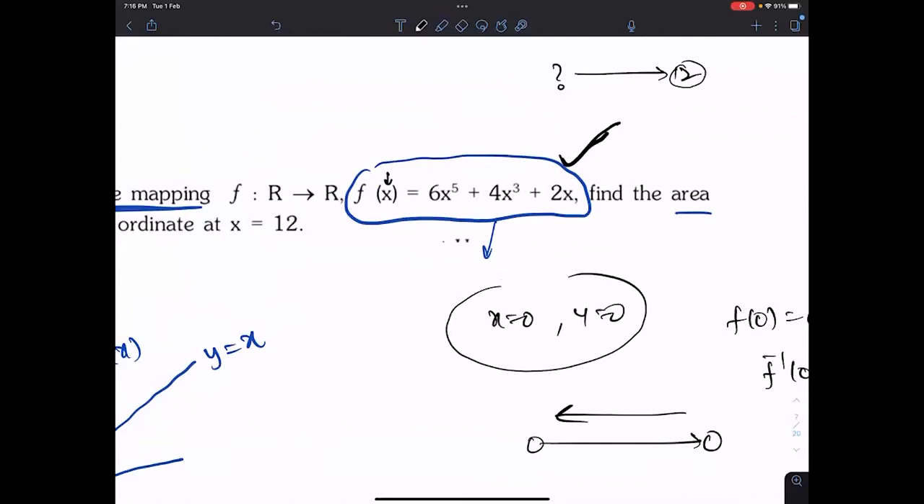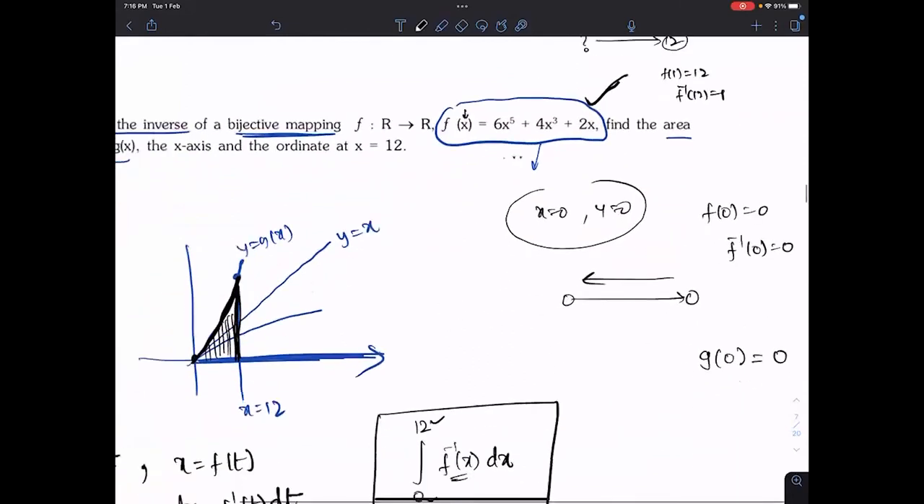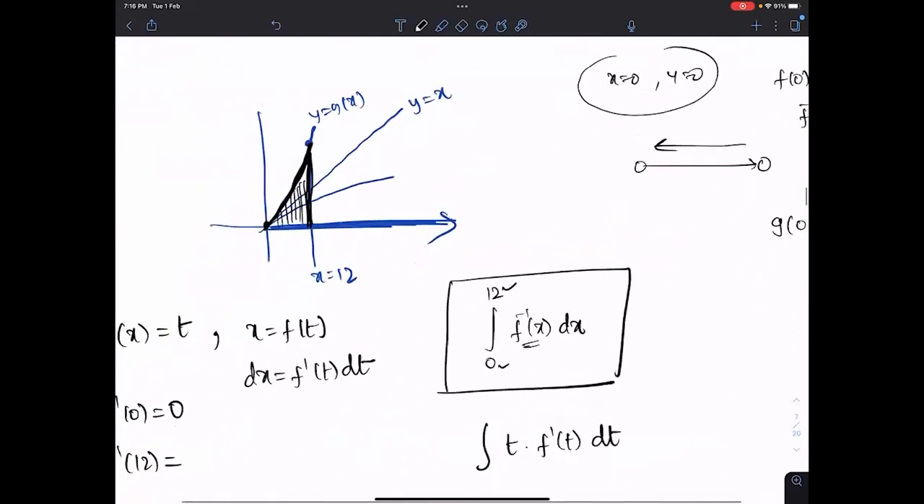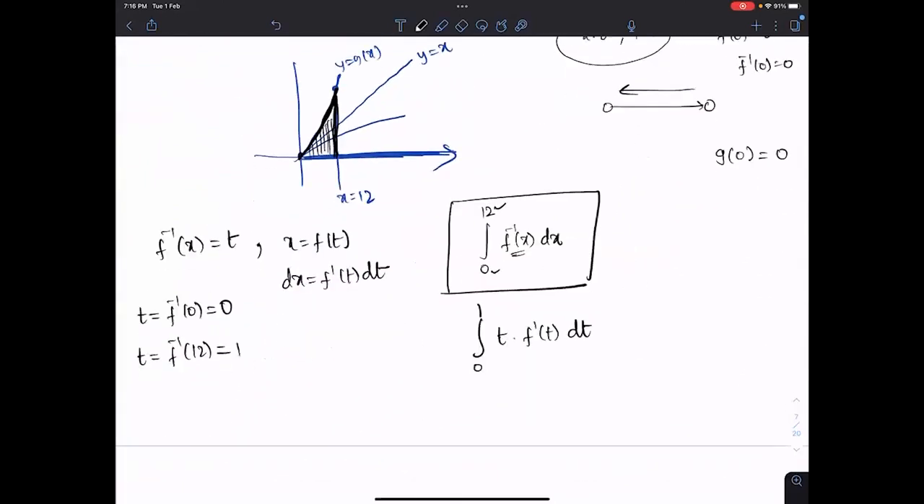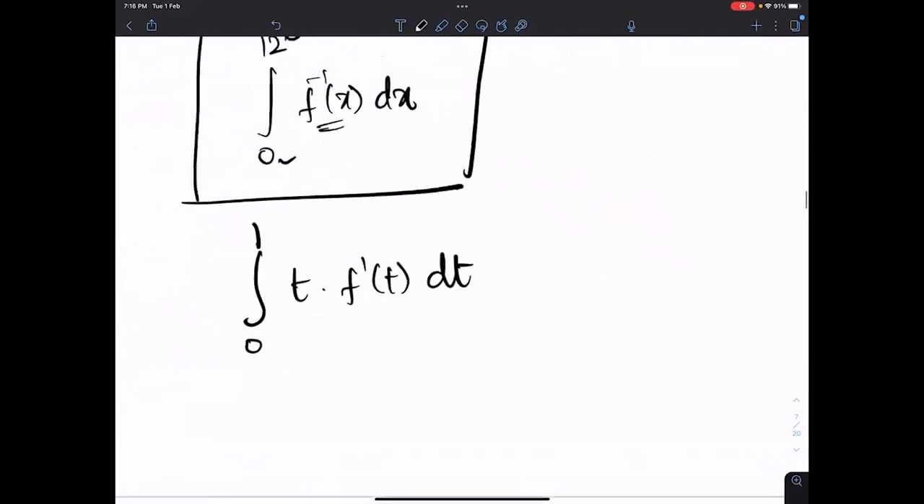If you put x equals 1, it will be 12 only, no? 6 plus 4 plus 2. So f of 1 is 12, that means f inverse of 12 is 1. So the upper limit will be 1. Change in variable, so 0 to 1. That's all. Now how to find this integral?